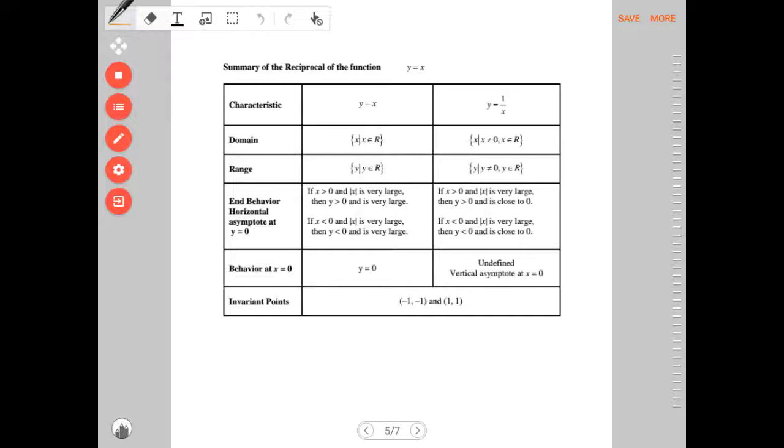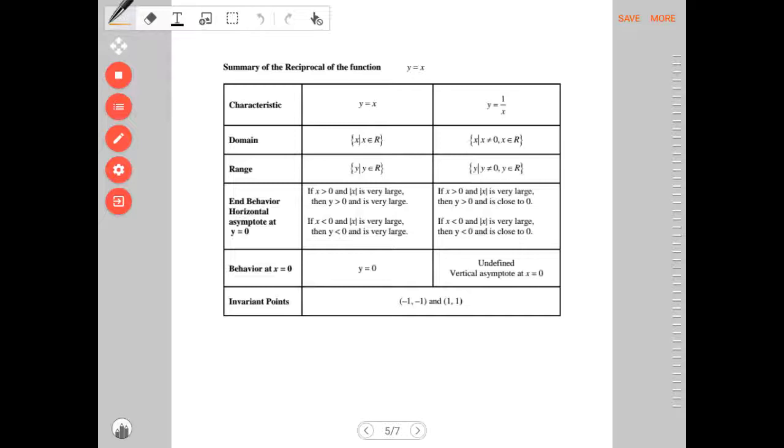Okay, the end behavior. This is the formal way of saying: if x is positive and absolute x is very large, all that means is it's very big. So if we go 1 divided by very big, that's very large. And this is the negative version: if x is less than 0, so x is negative, and absolute x is very large, then y is less than 0 and is very big. That's how that works.